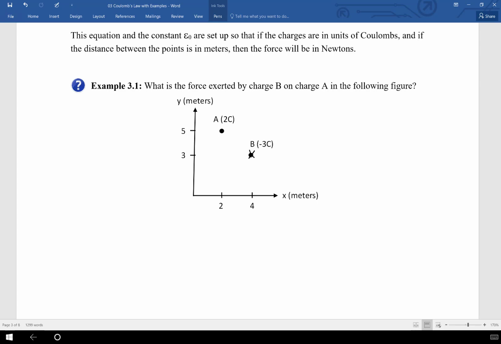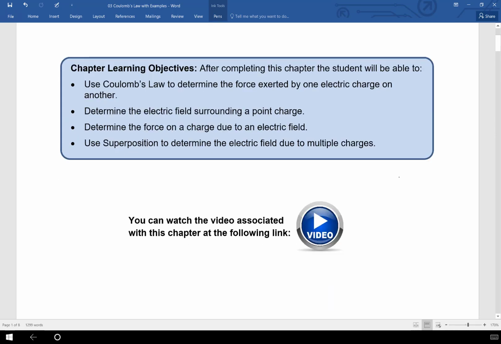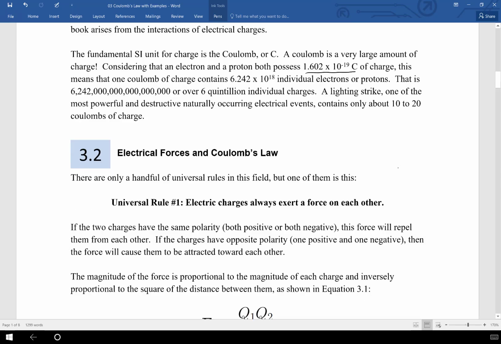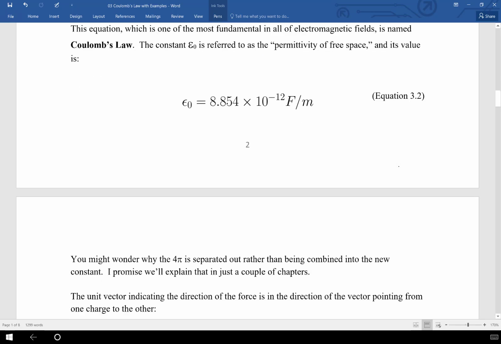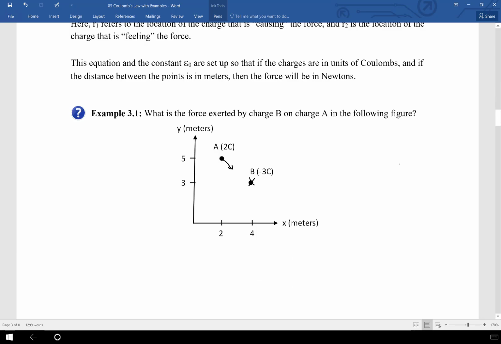Well, we can see that they have opposite charges. And we also know that if the charges have opposite polarity, they're going to be attracted to each other. Whereas if the charges have similar polarity, both positive or both negative, they're going to tend to be repelled from each other. So we're going to see that this charge is going to be attracted toward charge B. And we can ask ourselves what is going to be the magnitude of that force, and then mathematically what is the direction of that force. And we can calculate those quantities using the equation that we've already seen.